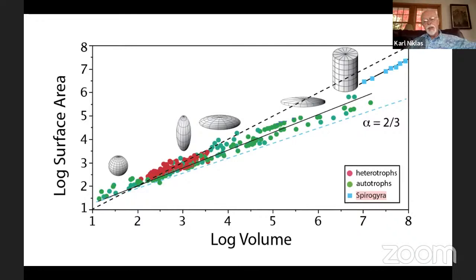Now that geometry, shape change, and size shape is also illustrated here. The smallest organisms are mostly spherical. As you increase in size, the geometry of these organisms, unicellular organisms, becomes spheroidal. And then when you get to the very largest, at least in this data set, they're filamentous green algae.